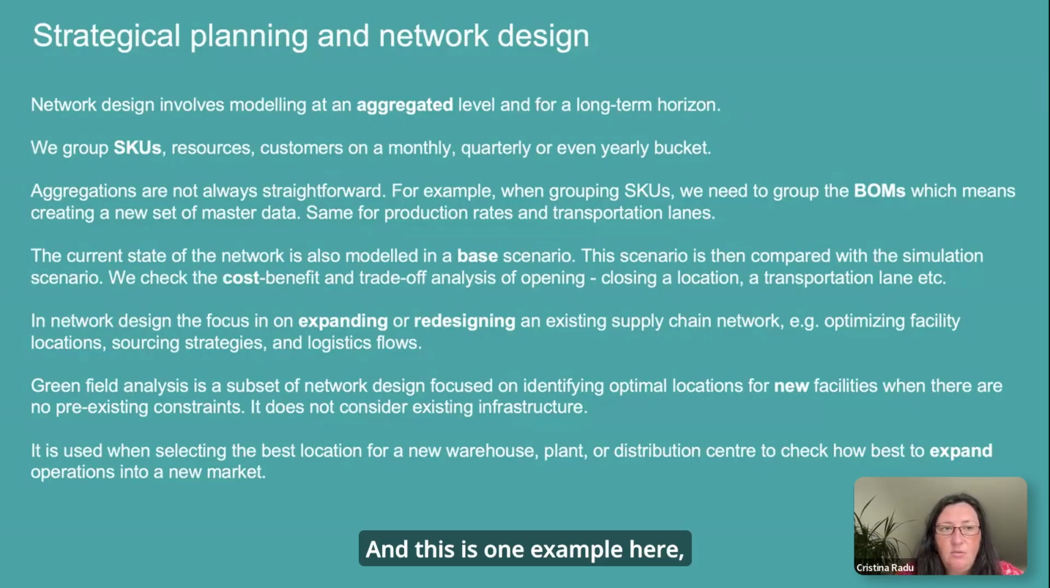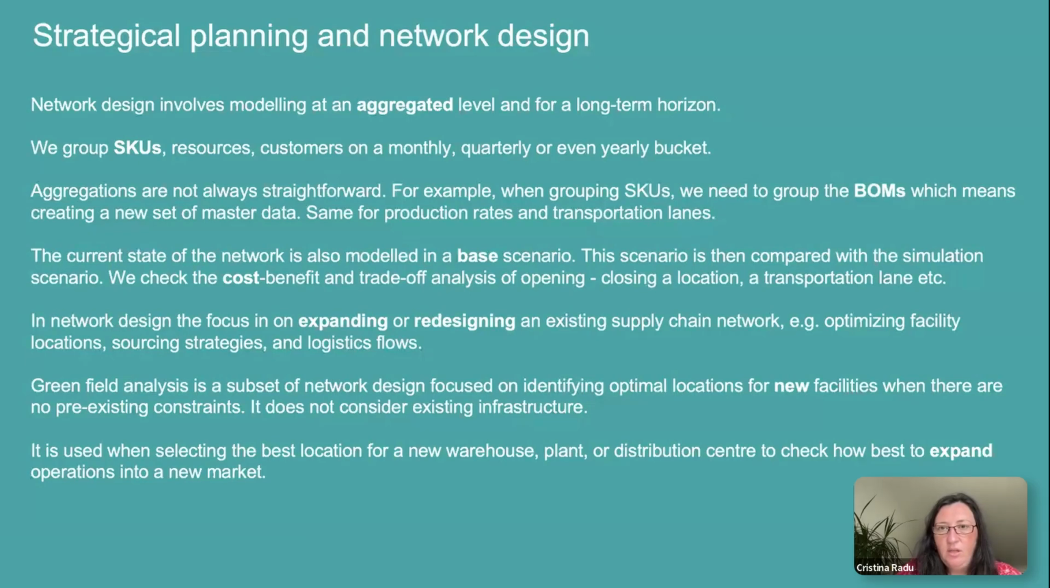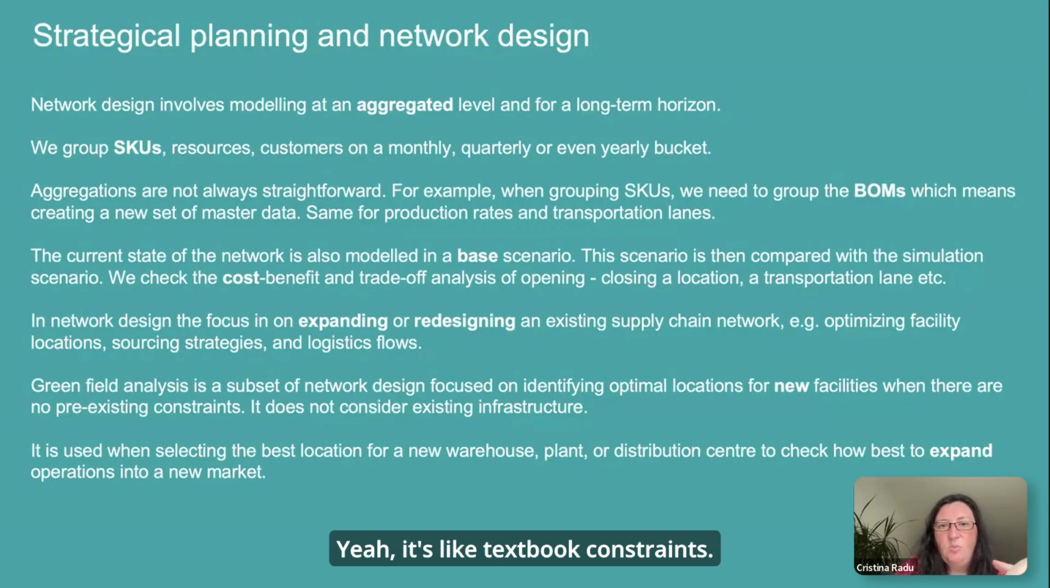And this is one example here, aggregations, right? Because when you're in a manufacturing process, you have a BOM for a product. But if you aggregate to a family group, you also need to aggregate the BOM. And that is a lot of work. So I would say this is one of the biggest challenges, because the modeling is not super difficult here. As I said, it's just a few constraints, yeah, it's like textbook constraints. But aggregating the BOMs, production rates, transportation lanes, this is a very big part of this type of project.